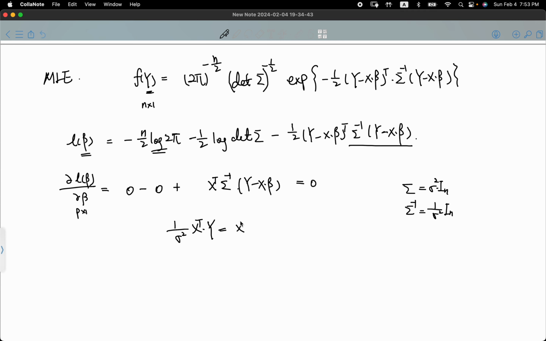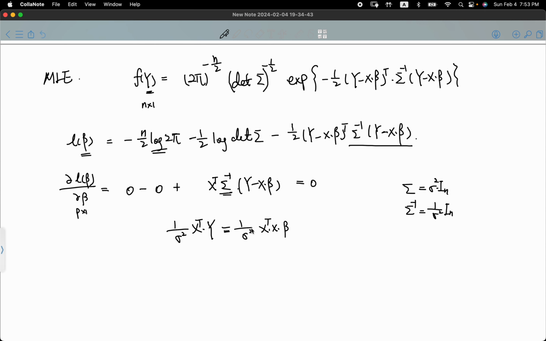Equal to x transpose x beta. Don't forget there's another copy of that. Let me clean this up. So yeah, I'm just going to replace this here. So there's also a 1 over sigma square for the x transpose x beta.